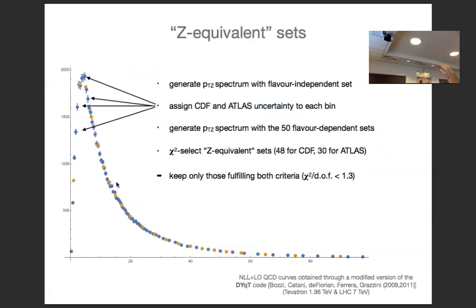We put experimental error bars for each of these pseudo data points, let's say, and then we generate 50 PTZ spectra with the 50 flavor dependent sets and select, by a chi-square procedure, among these 50 flavor dependent sets those that were Z equivalent, so equivalent in a chi-square sense. Okay, so those for which the PTZ spectrum is indistinguishable from the flavor independent set.